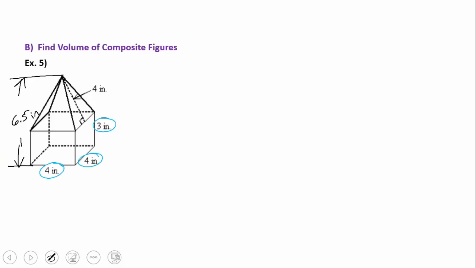So, as I always do, I start off by doing one shape at a time, and I'm going to start with the pyramid. And we know that the volume of a pyramid, we just learned that, is area of the base times the height divided by 3. So now it's a matter of finding the area of the base, and that base right here is going to be a square, and that is 4 by 4. And then we're going to multiply by the height of that pyramid.